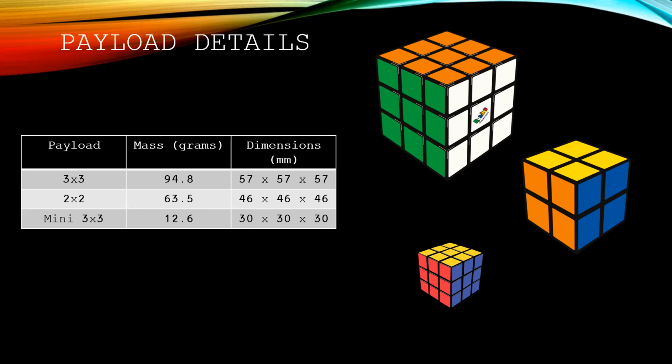This option was ultimately replaced by the third option, which was the mini 3x3 cube, which only had a mass of 12.6 grams. Given this information, we ultimately decided on the mini 3x3 cube as our designated payload due to its low mass and small dimensions. Once we had determined the payload, the design phase began, which resulted in 2 possible configurations for the grabber mechanism shown in the following slide.